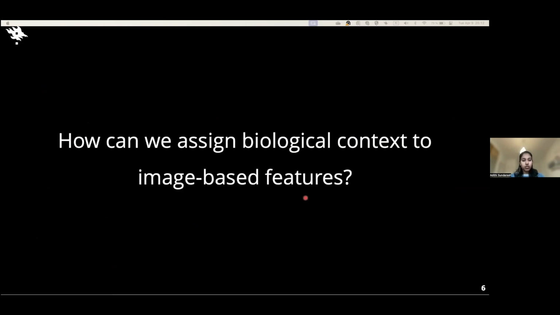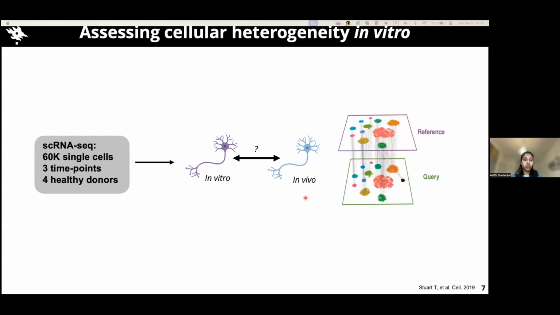But then the big question became: we have all of these image-based features that sound kind of arbitrary, to be honest, and we wanted to know how we can assign biological context to these features. So this is what we looked into, and we went to an assay that is most commonly used to assess cellular heterogeneity in vitro, and that is single-cell RNA sequencing. So we collected over 60,000 single cells from the same 3 time points, from the same differentiation protocol, from the same healthy donors, and we performed single-cell RNA sequencing. These are not the exact same cells, it's just the exact same experimental setup as the cell painting assay.